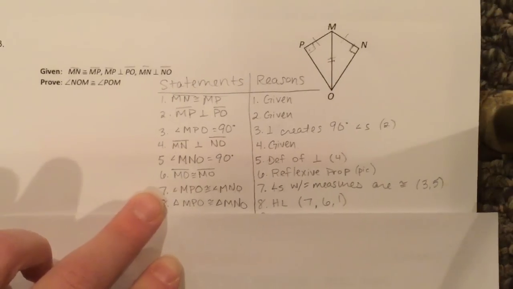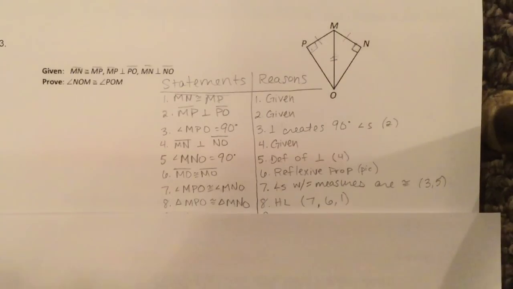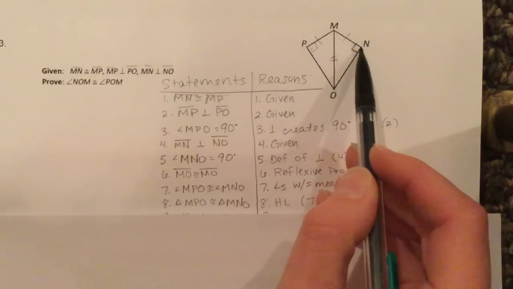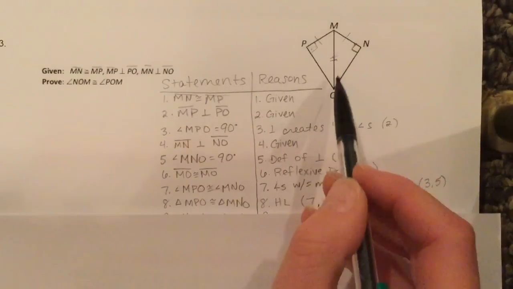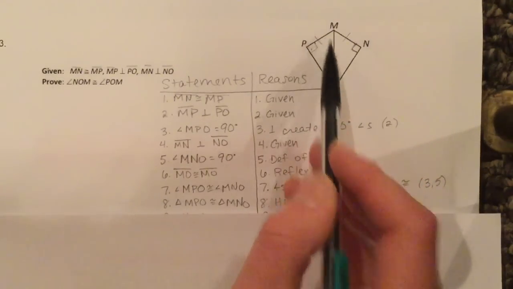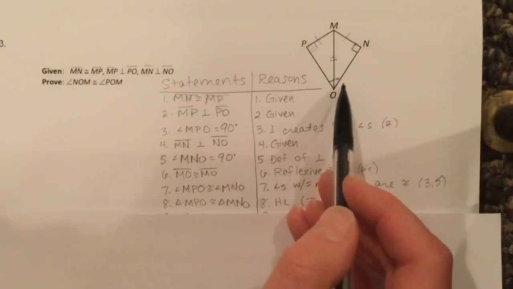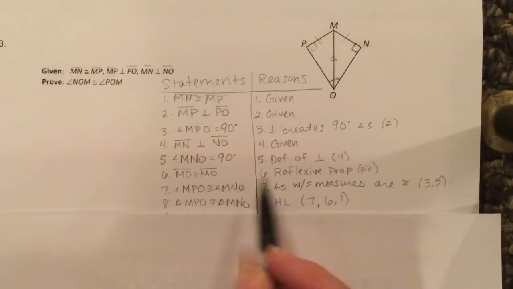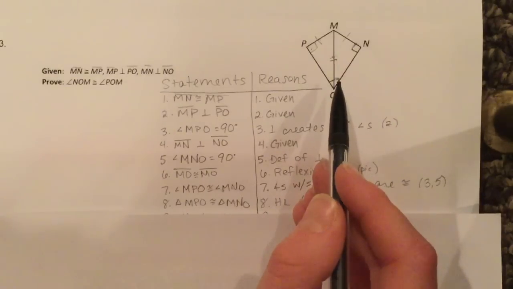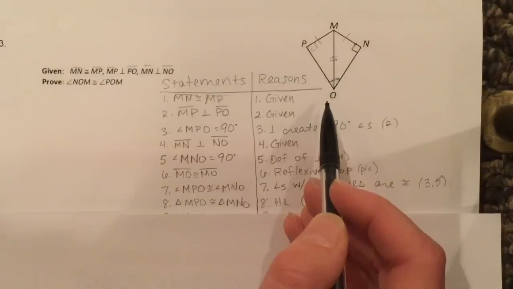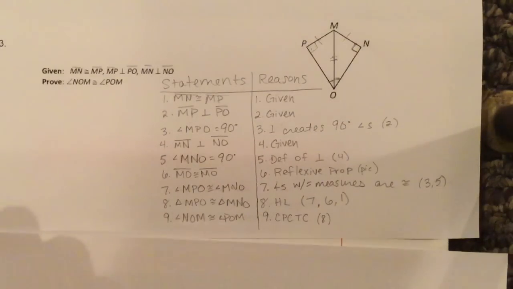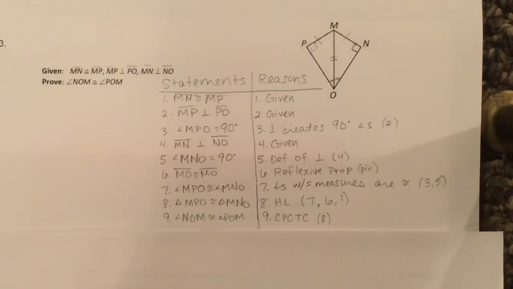Now, all I have to do is use CPCTC to say that angle NOM, this angle right here, is congruent to angle POM, this angle right here. Because my two triangles are congruent, they have corresponding or matching parts. These two angles match each other. They're corresponding angles in the two triangles, so they're congruent to each other. I got that information from step 8. Step 8 said the two triangles are congruent, so of course they have matching parts.